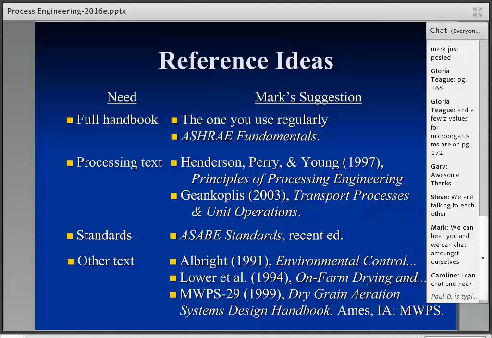Is the death time chart in the Process Engineering book? The death time chart is not in the Henderson, Perry, and Young. I don't think it's in Genecopolis either. This is a specialized topic. You'd find it in food.